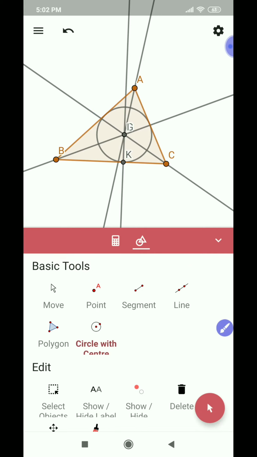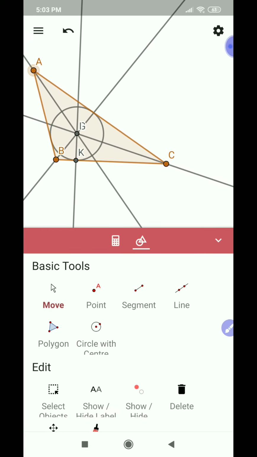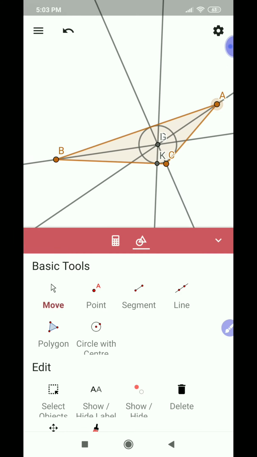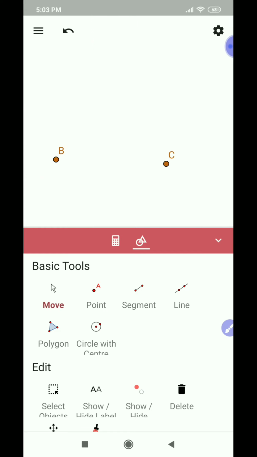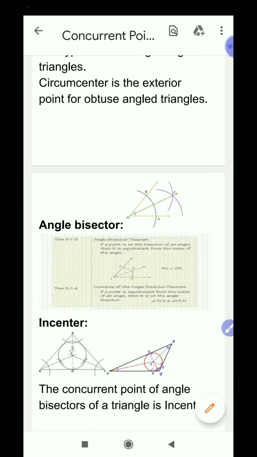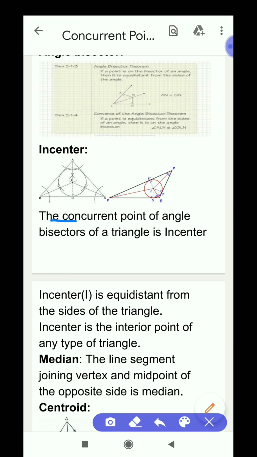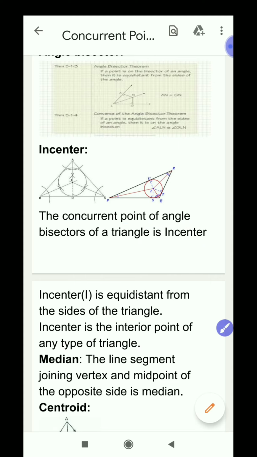Observe the triangle carefully, the incenter carefully. Whether it is a right triangle, acute triangle or obtuse triangle, whatever it may be, the incenter is always, yes, inside. Now what is our observation? The concurrent point of the angle bisectors of a triangle is the incenter. It is equidistant from the sides of the triangle. The incenter is an interior point of any type of triangle. Now let us discuss what a median is.